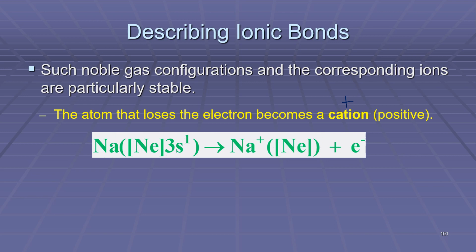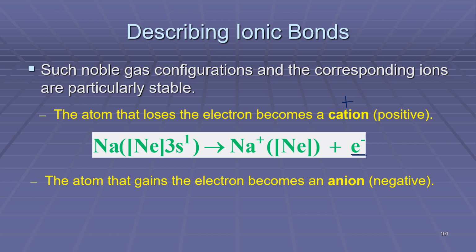Here's an example for sodium, and now we've got the electron configuration in there. Sodium has the same electron configuration as neon, and then it has a 3s1 electron. If it loses that 1 electron, here they're showing the electron being lost as one of the products, and now the sodium ion has the electron configuration of neon. Obviously, it's not neon because it has a different number of protons, but it has the same electron configuration as neon, with 10 electrons.